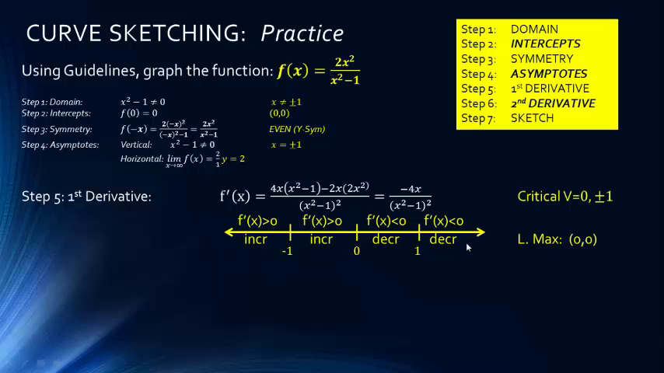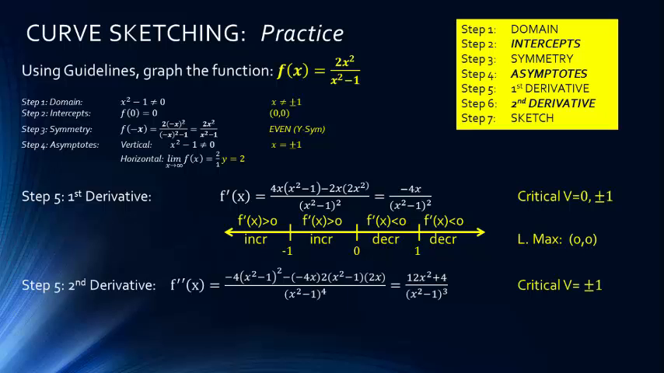And then when we look at the last section, x is greater than 1, we see that the derivative is less than 0, which means it's also decreasing. So again, here at 1, it's going from decreasing to decreasing, so we do not have a max or minimum. We have another horizontal point of inflection.